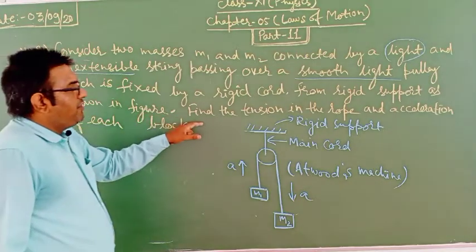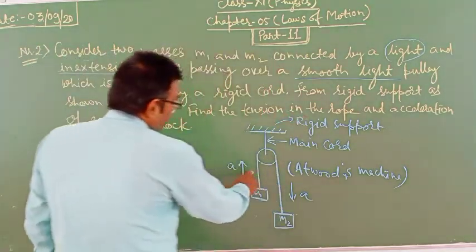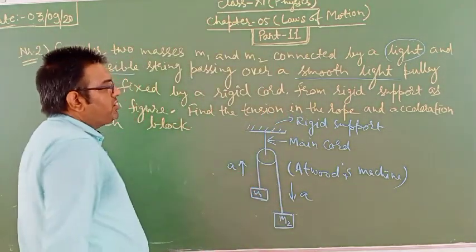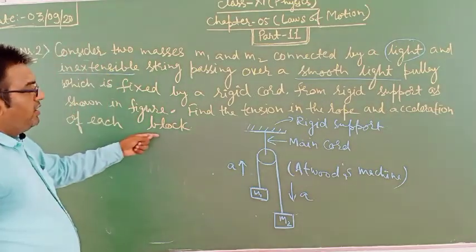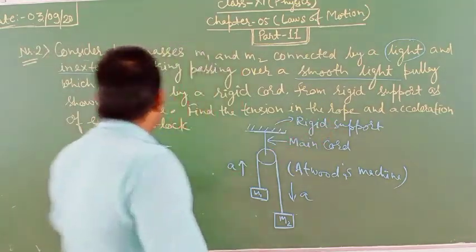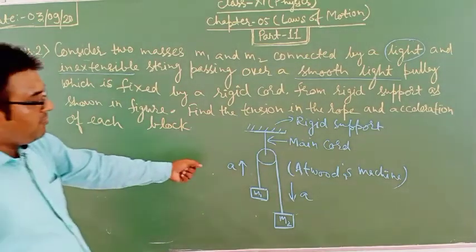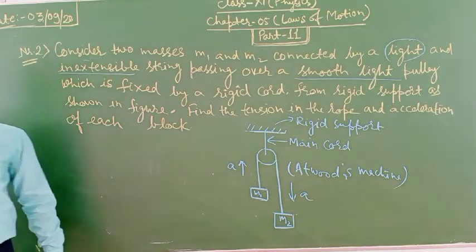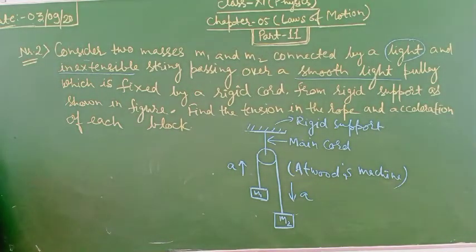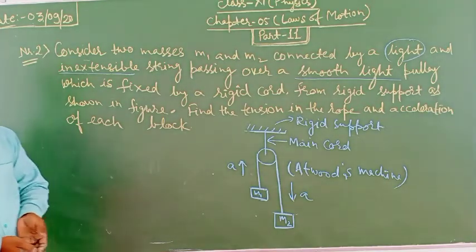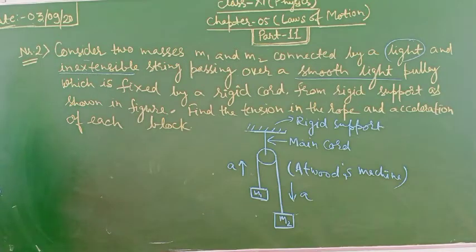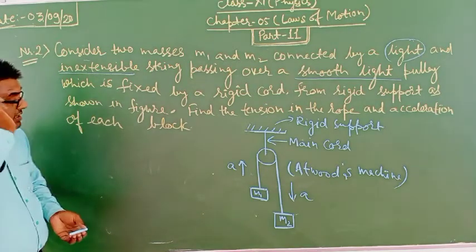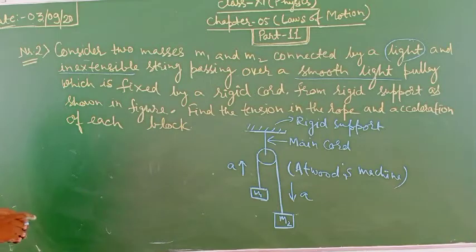As shown in the figure, find the tension in the rope. You have to find the tension T produced in the rope and the acceleration A of each block.